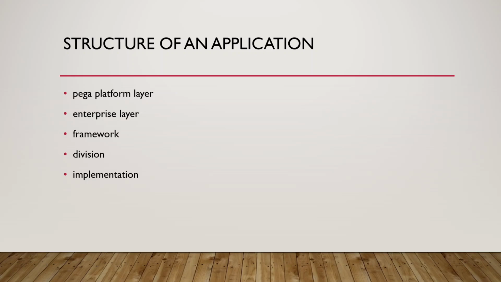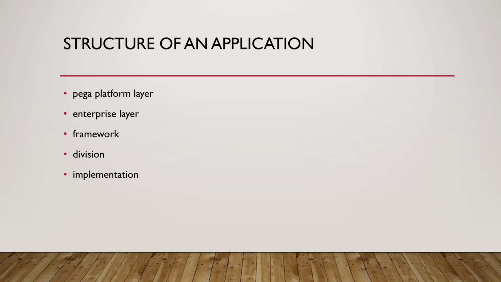So the enterprise layer is something which is common for all the regions. The framework is how that application is divided. Amazon is divided into Amazon.in, where you can order goods. Next, Amazon is divided into Amazon Prime, where you can watch movies. Amazon Music is a part of another layer. So we have different frameworks here. The division is again divided into different things.